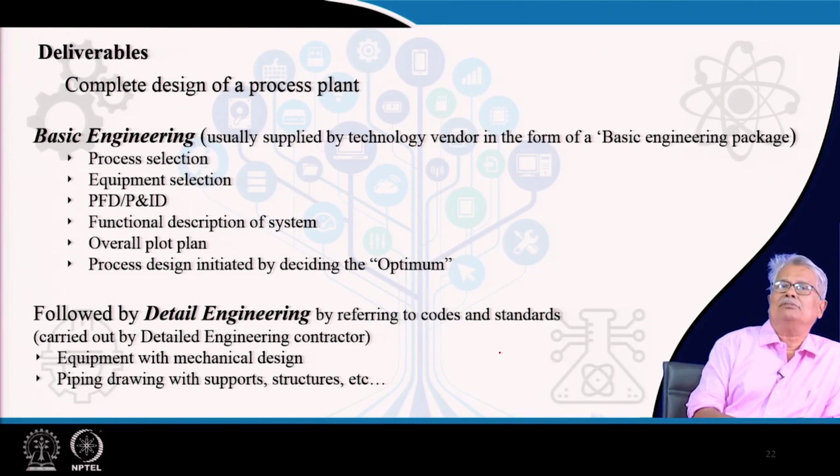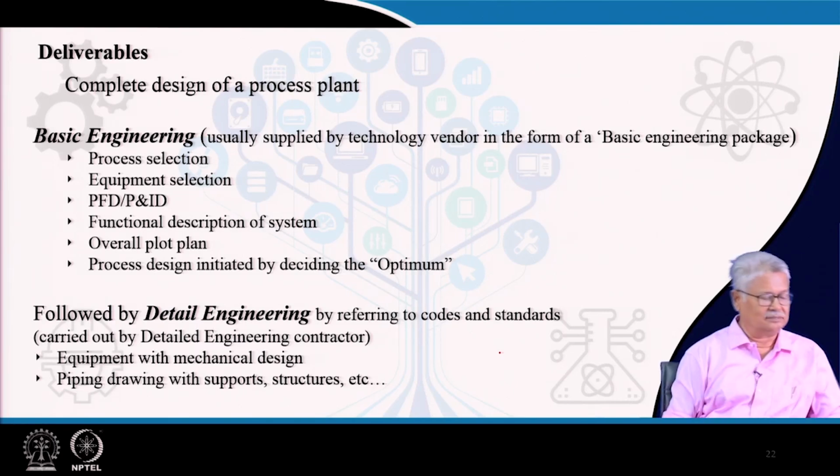It includes a PFD, it includes a P&ID. I will detail these two immediately after this. It has a functional description of the system. It has an overall suggested plot plan. The process design is after this and is expected to be optimized. This definitely is a document on which the detailed engineering is started. The detailed engineering will definitely involve codes and standards.